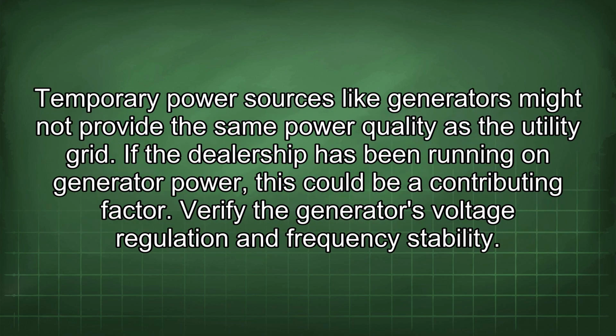Temporary power sources like generators might not provide the same power quality as the utility grid. If the dealership has been running on generator power, this could be a contributing factor. Verify the generator's voltage regulation and frequency stability.